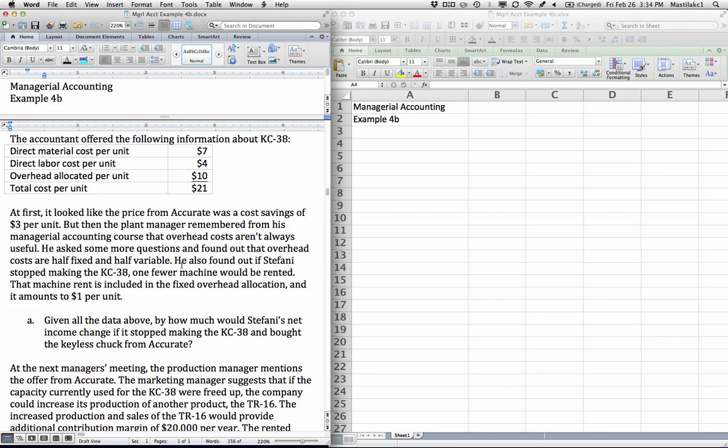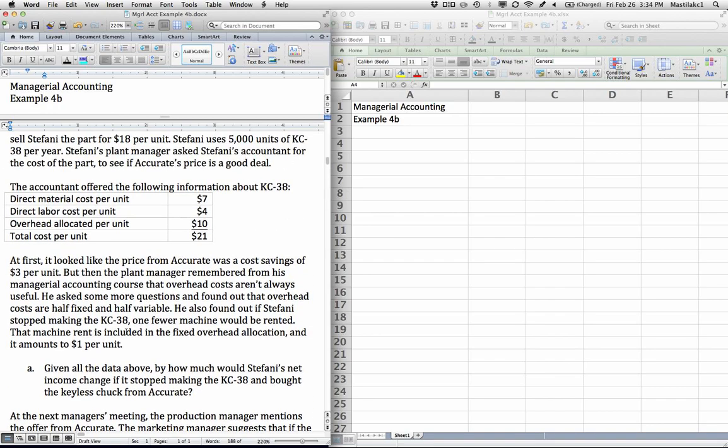Also, what happens if we stop making this part and start buying it? We would be able to stop renting one of the machines that we use, and that saved rental cost is included in the fixed overhead, and that would be $1 per unit. So even though the fixed overhead allocation might not actually change until next year when we update our allocation rate, we will actually save real money.